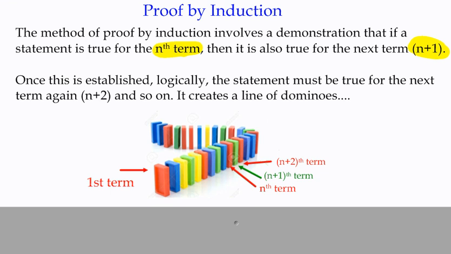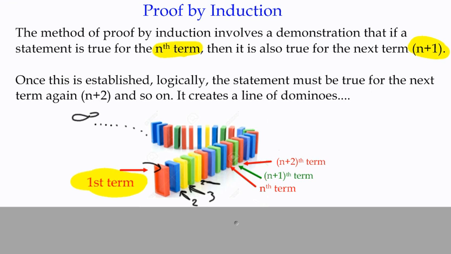The only problem is, where does it start? Well, it has to start at the first term. As long as we can prove that it's true for the very first instance of n, it might be n equals 1, for instance. If you can prove numerically that it's true for n equals 1, then it must be true for n equals 2. And if it's true for n equals 2, and we know it's true for the next one, then it must be true for n equals 3, and so on. And in toppling the first domino, we're able to topple every domino to infinity.